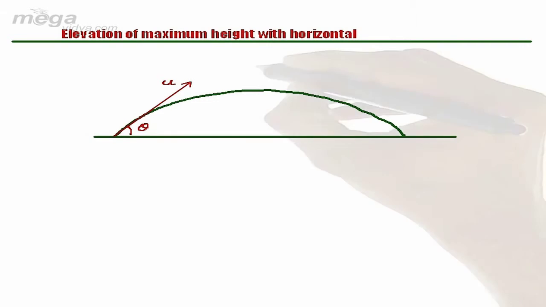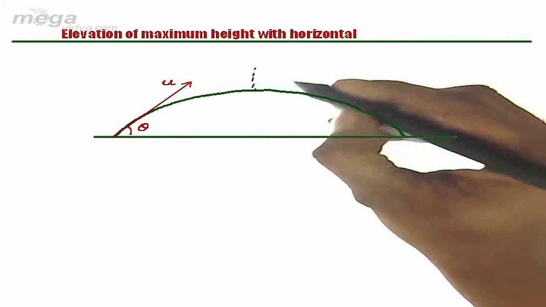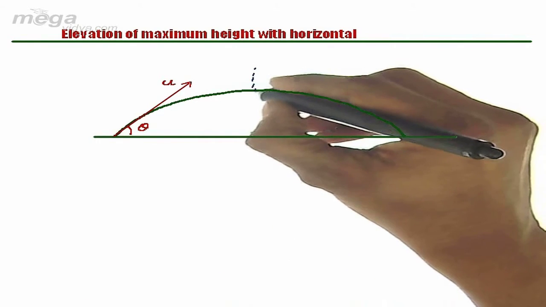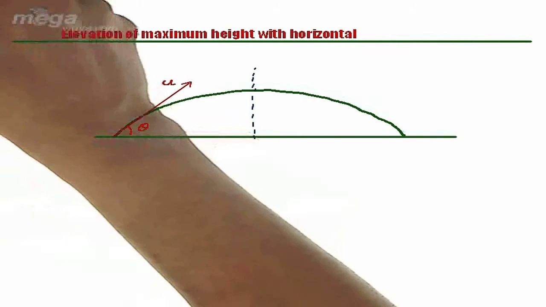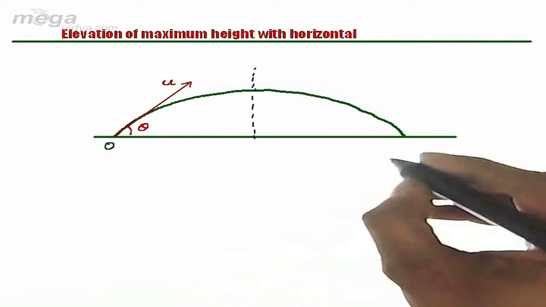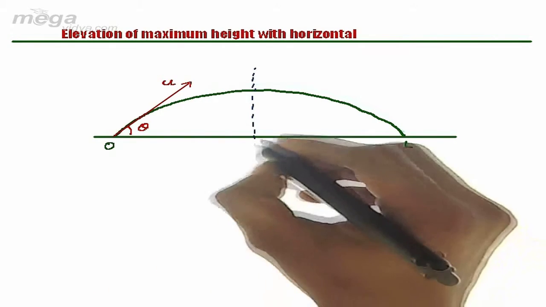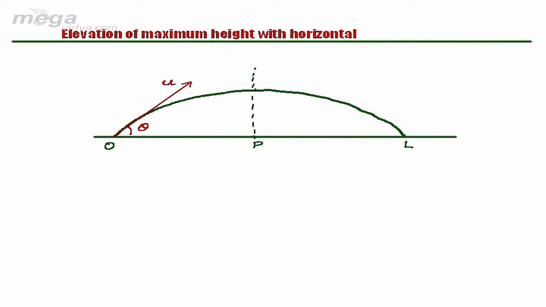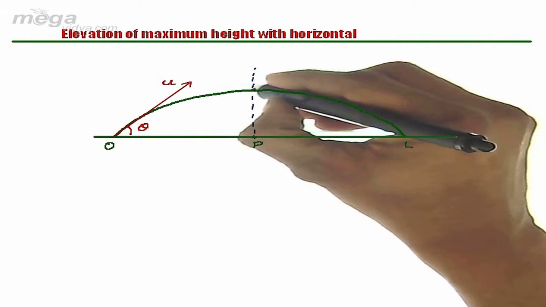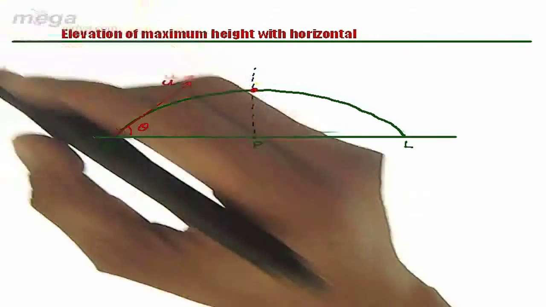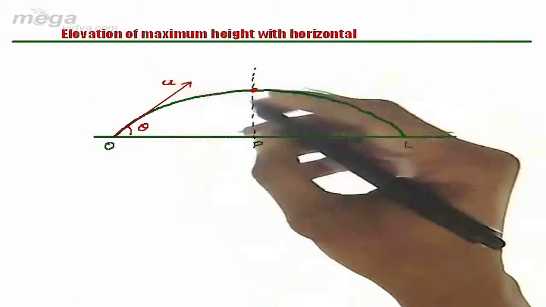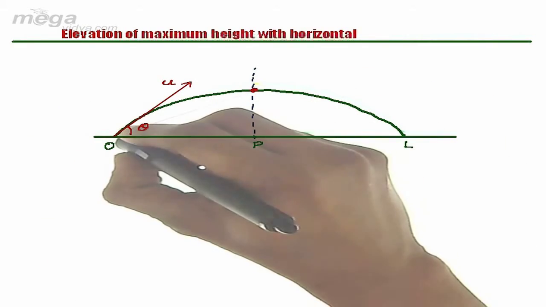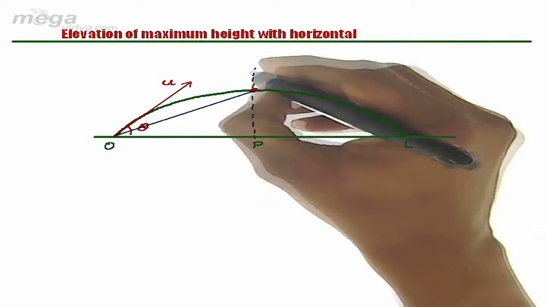In this parabolic path, we know that its maximum height point is symmetrically located about the point of projection and the point where it lands. If I call the point of projection O and the point of landing L, then this point P is exactly midway between O and L. The particle is at its highest point at this place. So the elevation of that point while it is at maximum height can be easily obtained by the slope of this line OH.